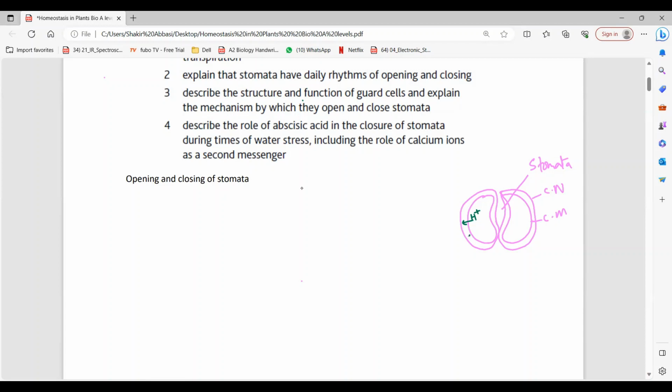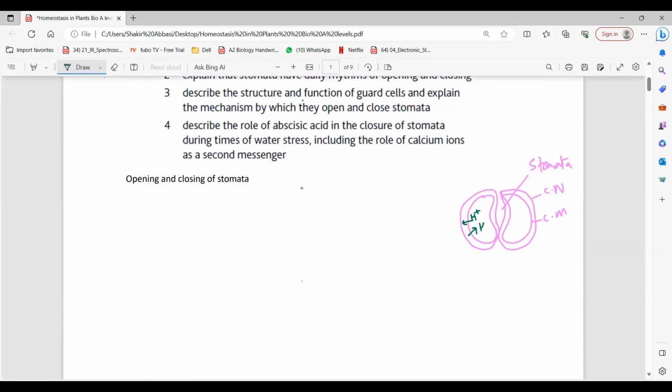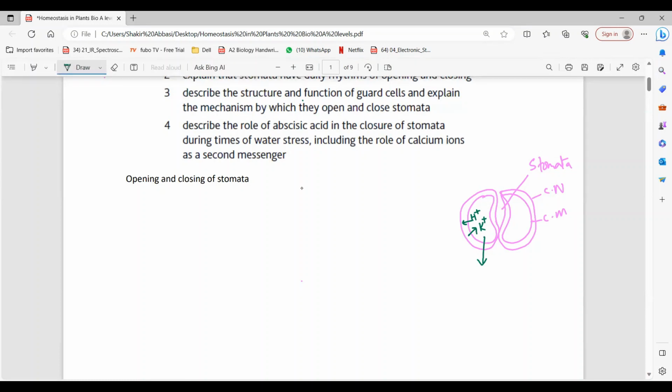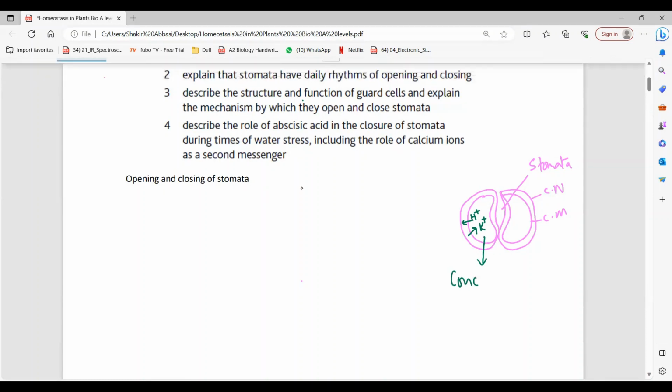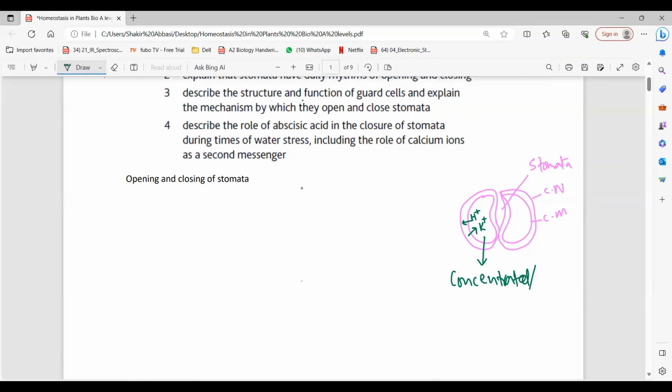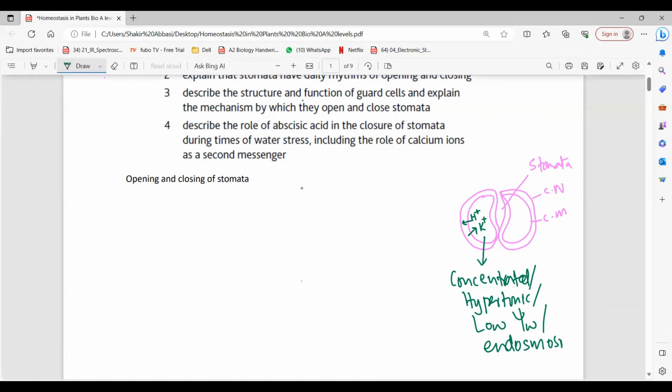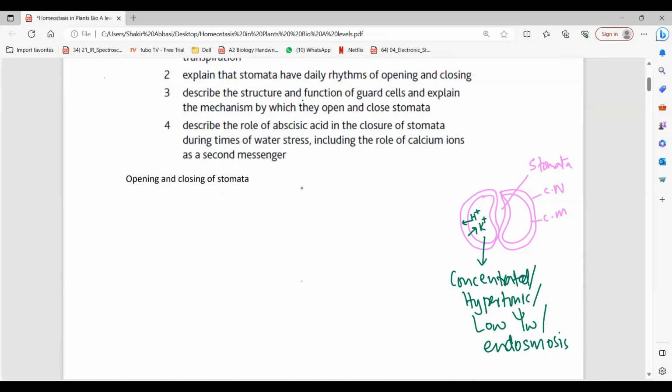So in response to that, potassium ions rush in. When potassium ions rush in, the guard cell cytoplasm gets concentrated. Why? Because of the entry of potassium ions. When it gets concentrated, we can also call it hypertonic. And this obviously will have low water potential. When it has low water potential, water rushes in by osmosis. So we say that endosmosis occurs. Water moves in. When water moves in, the cells get turgid.